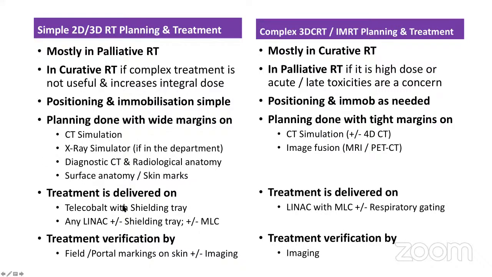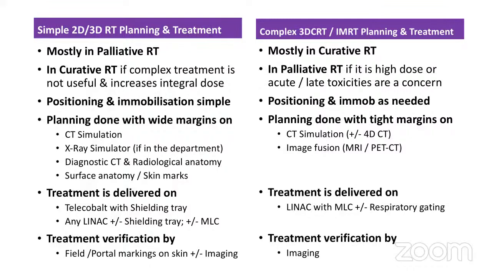Then of course, 2D planning, you could deliver either on a telecobalt with a shielding tray or any LINAC with or without MLC. Even without MLC, you can do that. And treatment verification here in 2D and 3D planning is needed because finally, what you are planning to do, you should know. It's not that for 2D or 3D planning you don't need treatment verification, and only for complex 3D CRT or IMRT you need it. Here you check either where the fields are looking on the skin, or the portal marking on the skin, with or without imaging. You may correlate with bony anatomy. Like traditionally for carcinoma cervix or many head and neck cancers, we were doing 2D or 3D CRT. We correlated with the bony anatomy and it matched perfectly, and all the long-term results are with that.